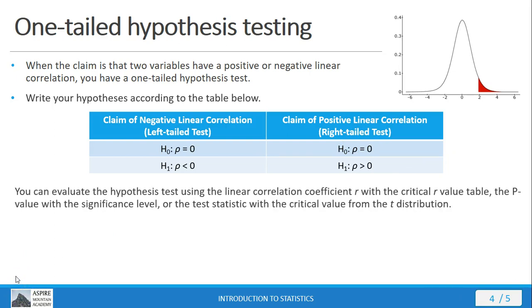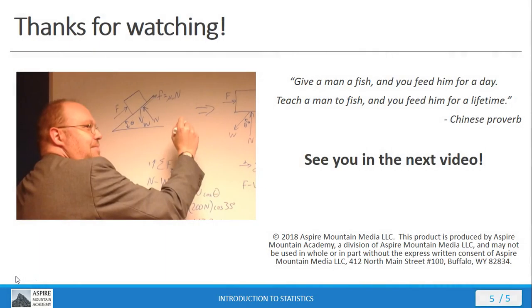And then just evaluate the hypothesis test the same as you would for the two-tailed hypothesis test. The same standards for rejection or failing to reject apply, and the conclusions work the same way. Just remember, you use that critical value with your student T distribution, n-2 degrees of freedom.